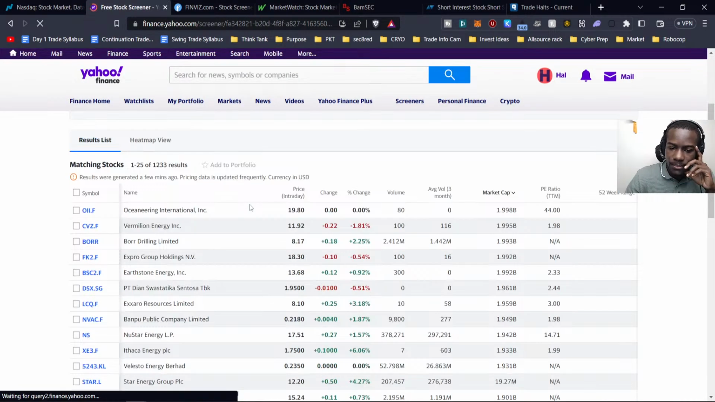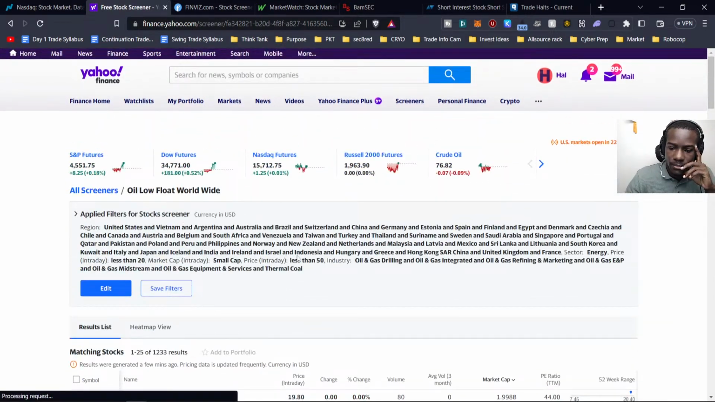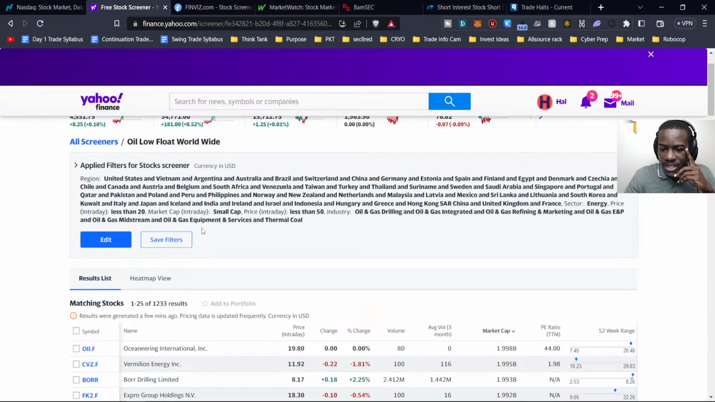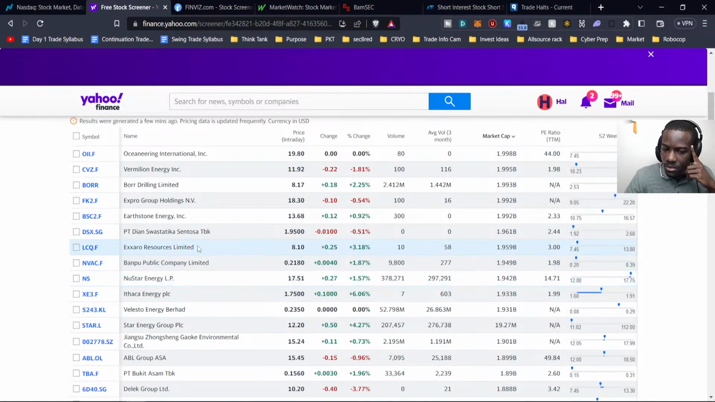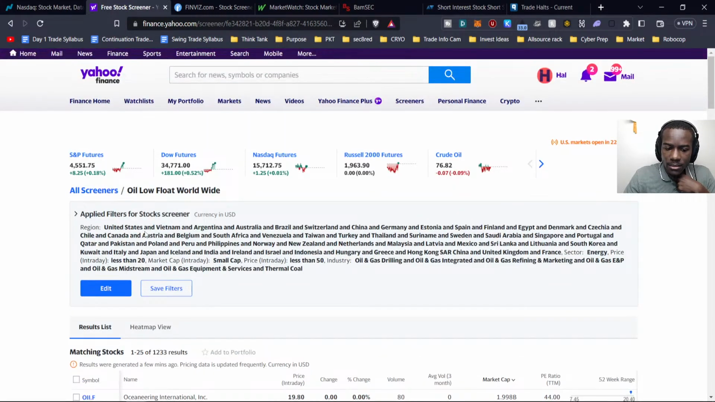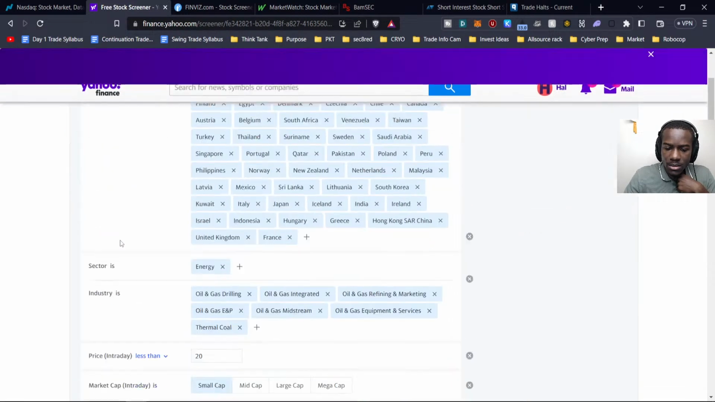All right. Look at all those regions. And let's see, we're looking at a price under 20. Just looking for little low floats. And there's something else.